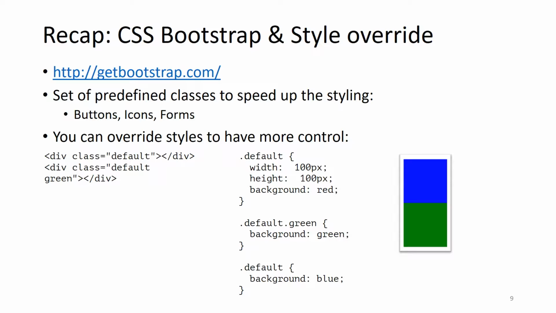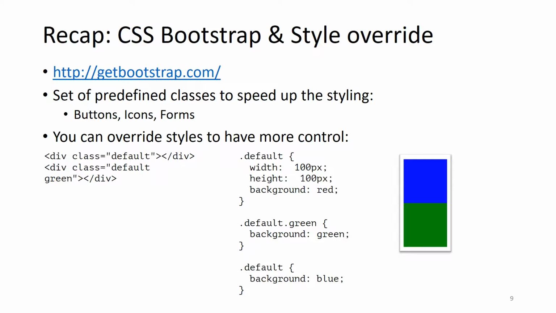But if you don't like how it looks, you can always override its styles by just redefining properties you want to override. So here is a small example of overriding the property. We have a default CSS class, which has background red. And if we later in our code define the default class again, and say it to have the background blue, actually it will override the previous declaration. So now the default CSS class will have a blue background, as you can see on the right.